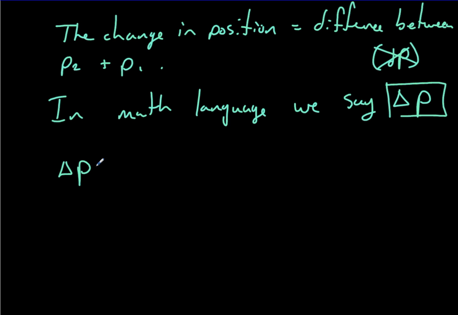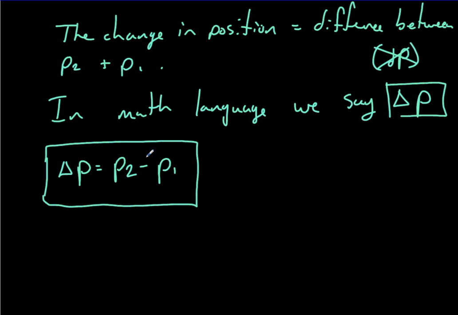delta P equals position 2 minus position 1. Okay? So what this says, in a very concise way, using just symbols, is the difference between the final position and the initial position is the change in displacement, or the change in position. Okay? So we'll rewrite it just in terms of displacement. We'll say delta D equals P2 minus P1. And let's see if it actually works out.